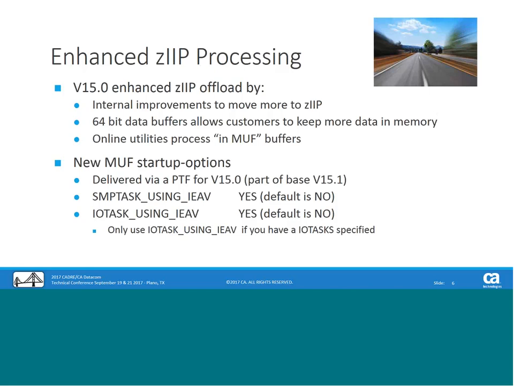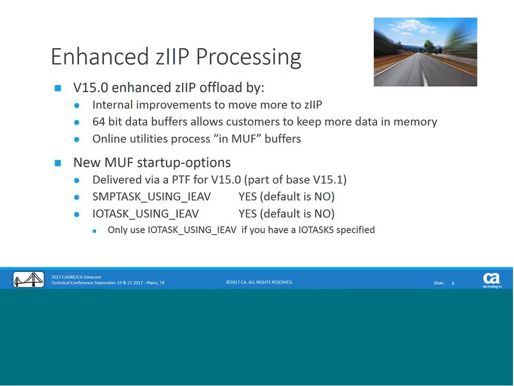So there are a lot of things that we're doing in 15.0 that while they directly don't affect or aren't specifically zip targeted, they do help zip. And included with that is that you can do things like our online defrag utility and other utilities that we have that, while they drive I/O, the work part of it is done in MUF, so you can actually do that with, again, the zip processors. And then we're going to talk about some new startup options.